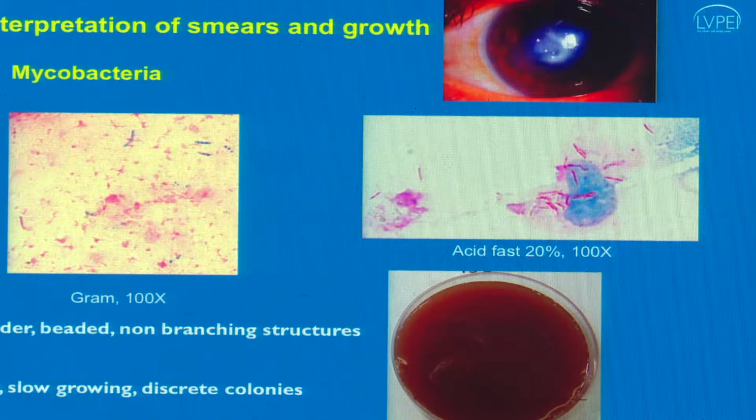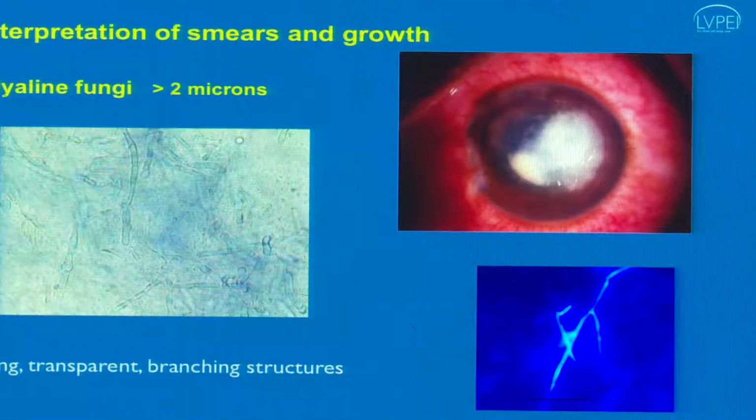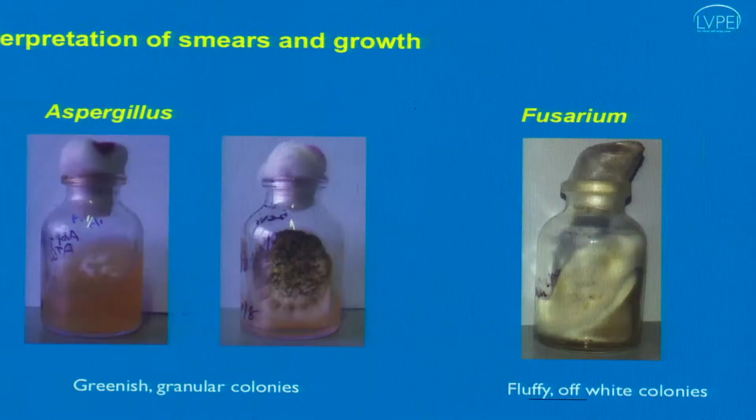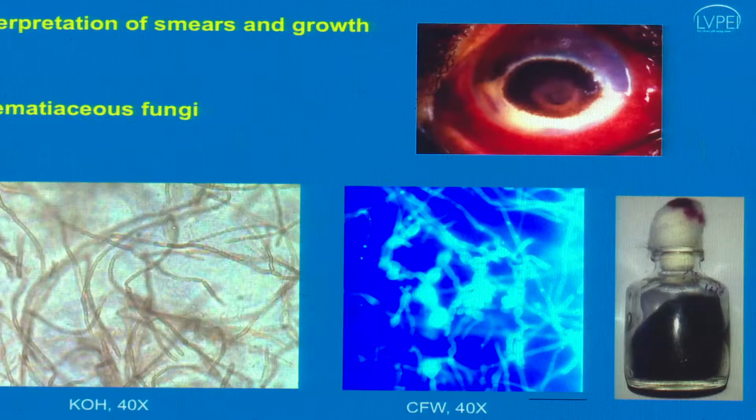I already talked about mycobacteria, so I'll skip that. And this is a hyaline fungus. You can see both KOH and calcofluor white and in Gram stain how it looks. On colonies, just by looking at some of them, we can say it is Aspergillus flavus or it is Fusarium. Both are shown here.